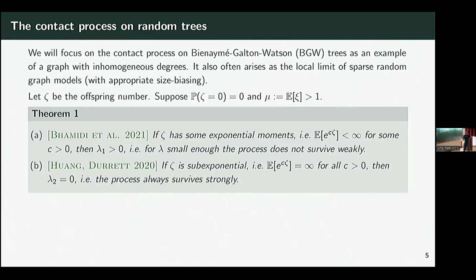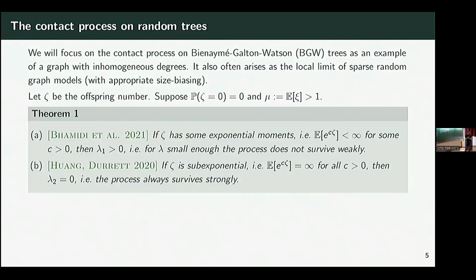So what does it say? Well, you take a Bienaymé-Galton-Watson process, where zeta is the offspring number, the number of children I have at each step, and for simplicity, I would assume that I always have at least one child, so my process can't die out, and the mean then obviously is bigger than 1. I don't want to trigger that case. Okay, and then there are two cases.